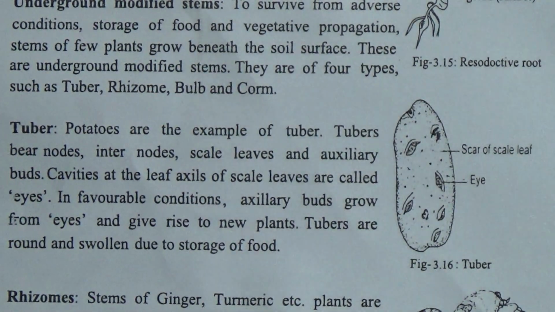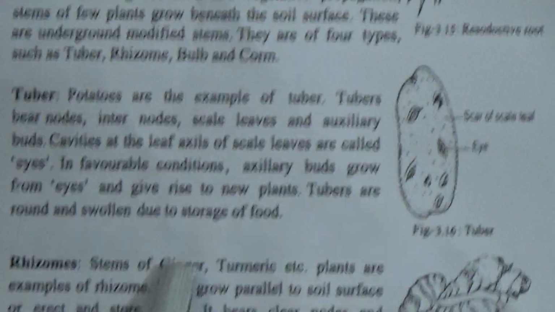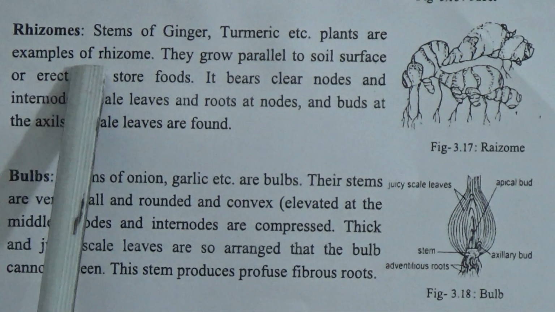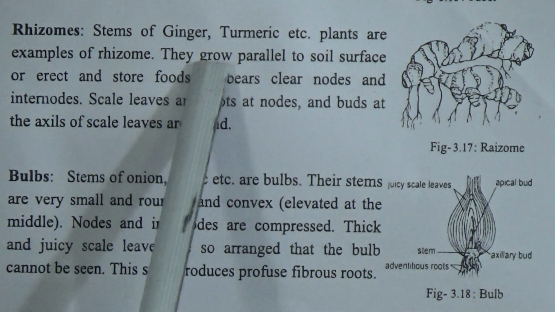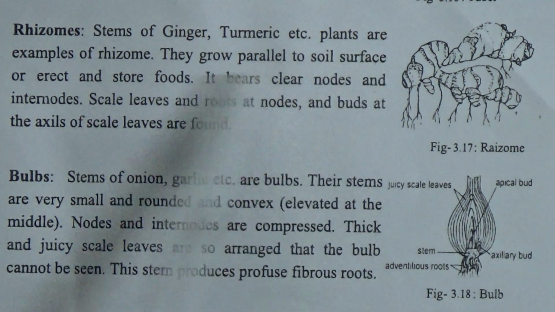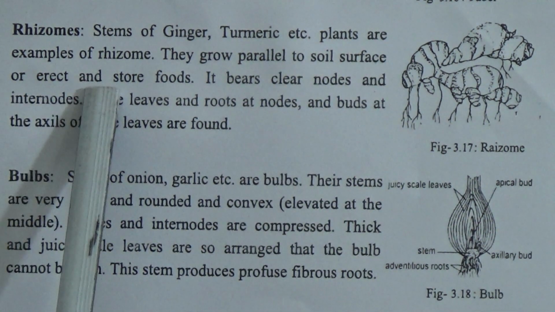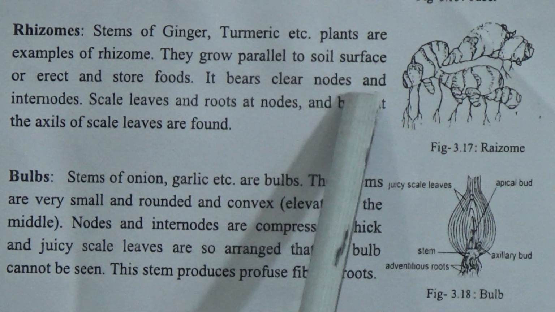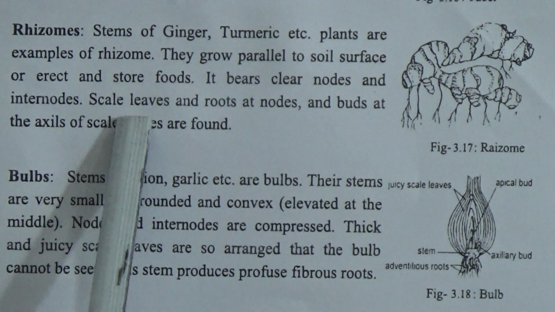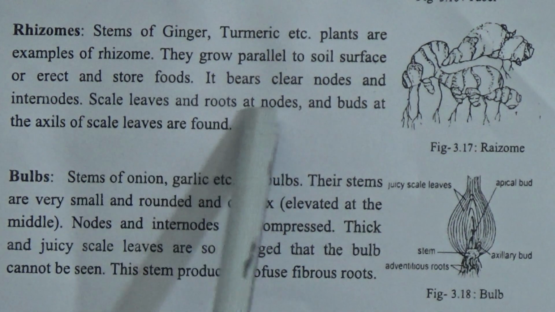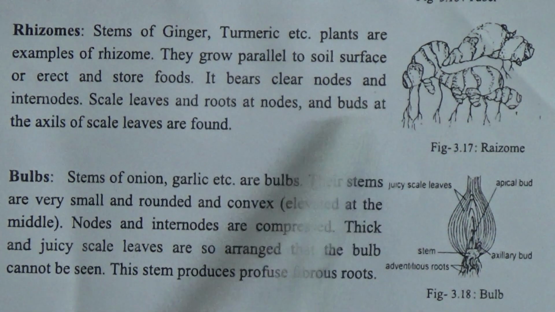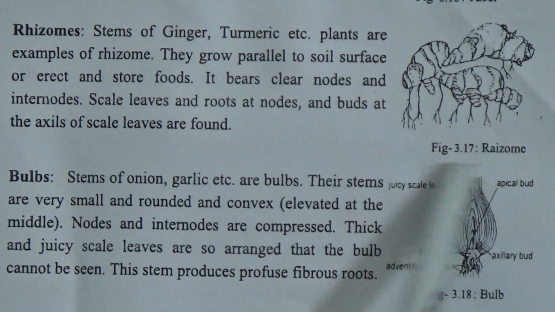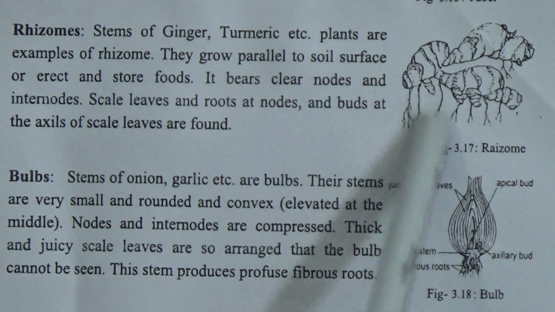Now rhizomes. Stems of ginger, turmeric, etc. plants are examples of rhizome. They grow parallel to the soil surface or erect and store food. They bear clear nodes and internodes, scale leaves and roots at nodes, and buds are found at the axils of scale leaves. And this is the figure of a rhizome.